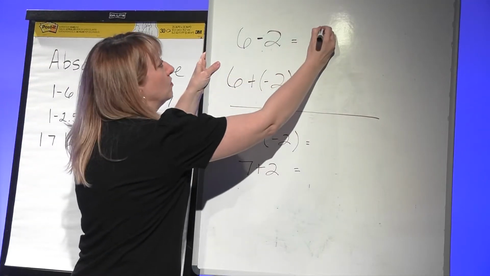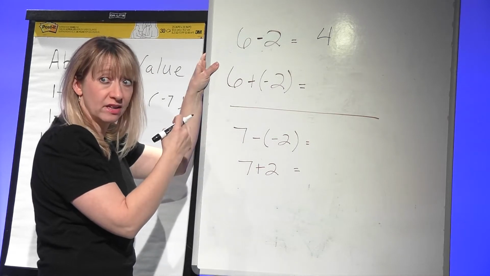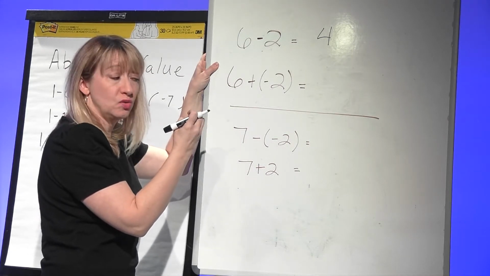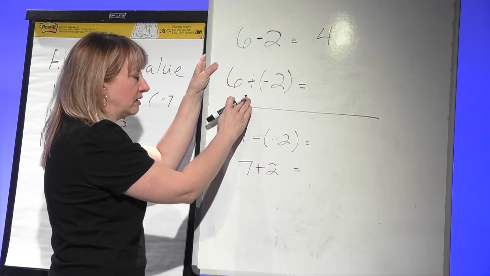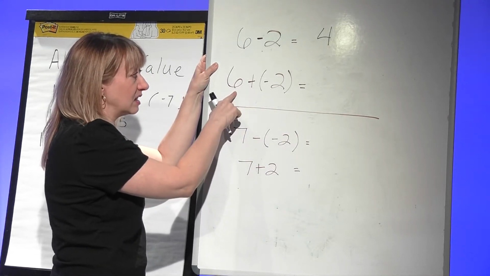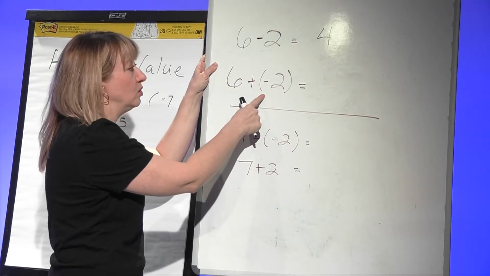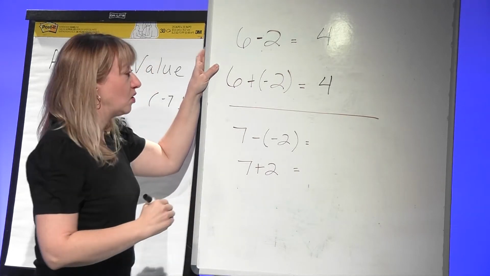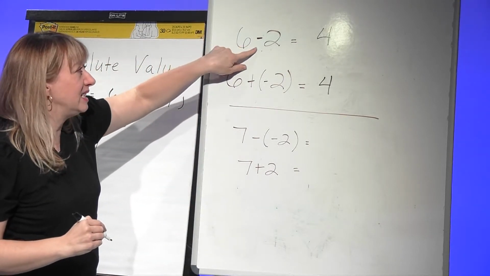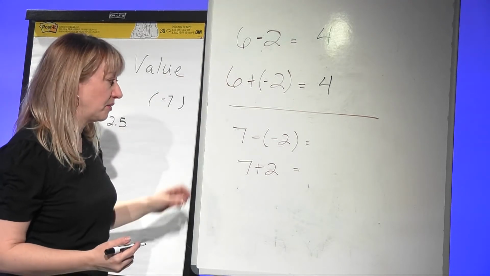6 minus 2, you know, is 4. Because you're starting at 6, you're taking 2 away. So you start at 6, go 2 to the left, and you end up at 4. This is actually the same problem. You're starting at 6, you're adding, but you're adding a negative number. So you're going 2 to the left. So you would end up at 4. So minus a number or plus a negative, really you're going to do the same operation.